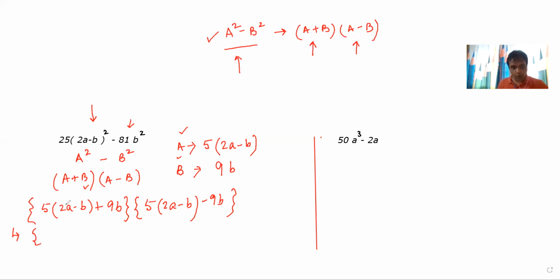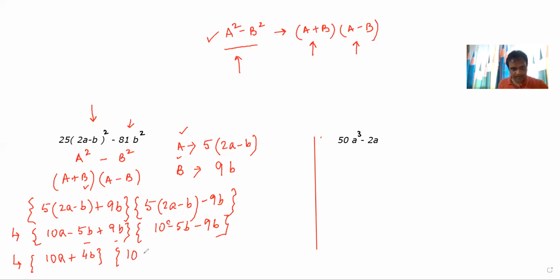Let's see how. 5 into 2, opening the bracket, 10a minus 5b plus 9b, and in another bracket, 10a minus 5b minus 9b. Now you can see that 5b and 9b can be brought together. This will be 10a plus 4b, and the next bracket will be 10a minus 14b. I hope you're getting what I'm doing. Now, is this the final answer? No, we can still pull out 2 common. Here we are left with 5a plus 2b, and here, again, we can pull out 2 common, and it will be 5a minus 7b. And this is the final answer.